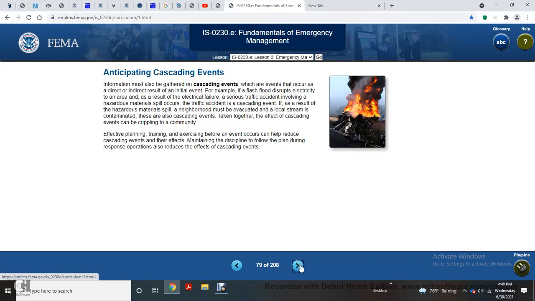Anticipating cascading events. Information must also be gathered on cascading events, which are events that occur as a direct or indirect result of the initial event. For example, a flash flood disrupts electricity in the area, resulting in electrical failure, and a serious traffic accident involving a hazardous material spill occurs. The spill may force the neighborhood to be evacuated, and a local stream may be contaminated. Taken together, cascading events can cripple a community. Prior training and exercising before an event occurs can help reduce cascading events and their effects by maintaining discipline in following the plan during response operations.